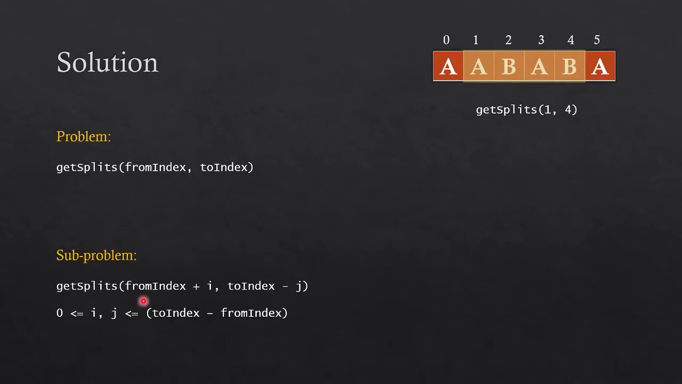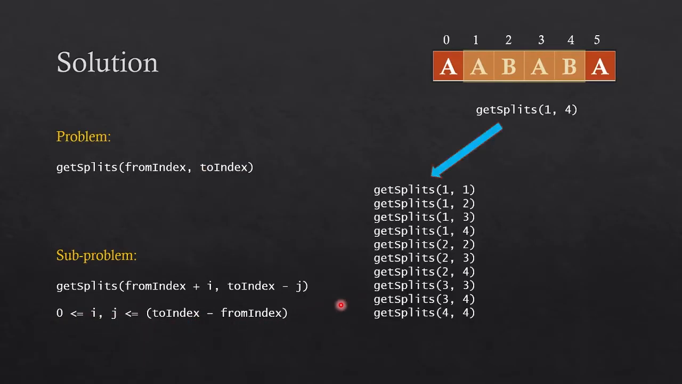the splits of some string, which has a starting index greater than or equal to the from index mentioned here, and which has a to index which is lesser than or equal to this. Therefore you can write that i and j here are basically ranging from 0 to to index minus from index. What it means is that you're going to use any information that lies within this 1 and 4 index.